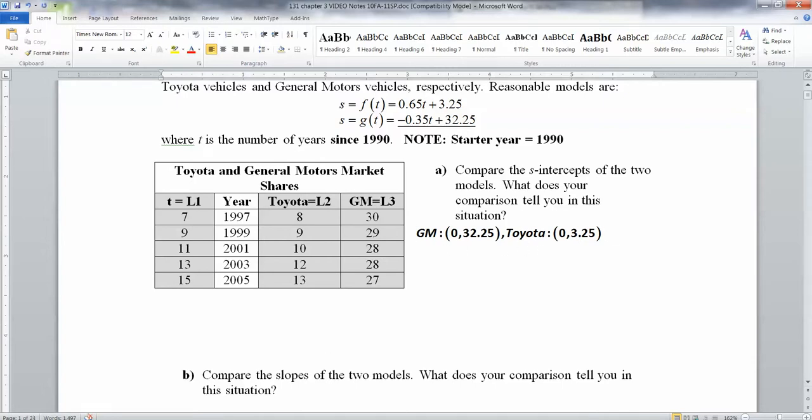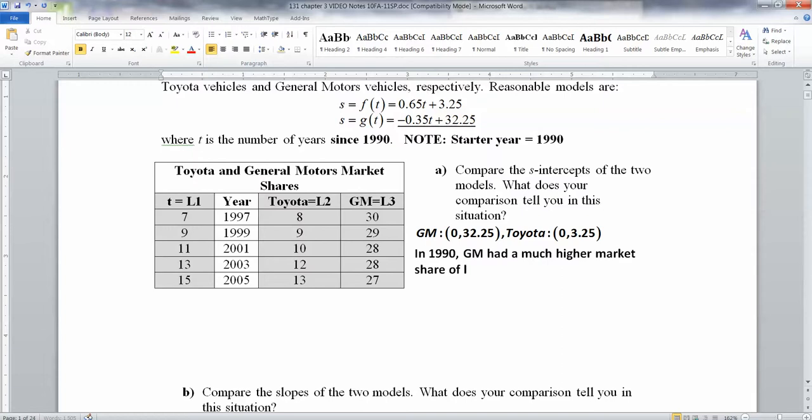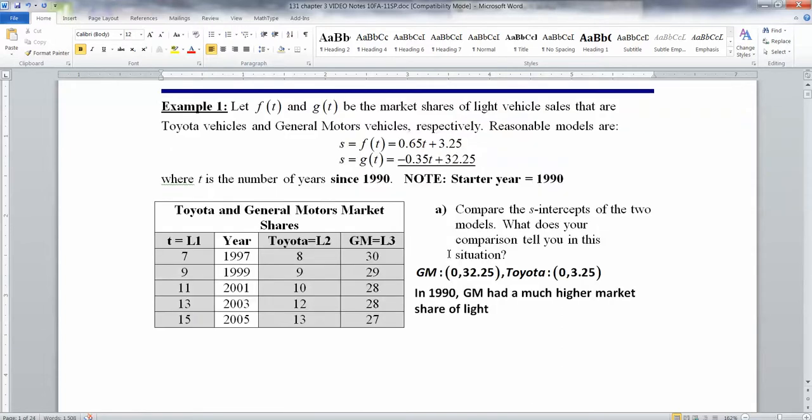Now, what does this reveal to us about GM and Toyota? In our starter year, which was 1990, right? So in 1990, what can we say about these 2 companies? GM had a much higher market share of light vehicles. I think these were light vehicles. than Toyota.